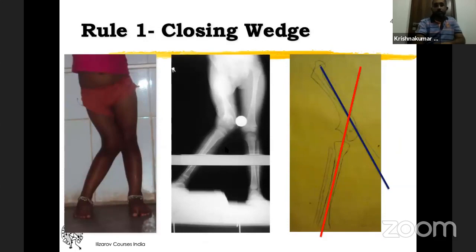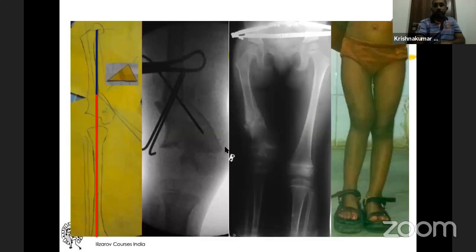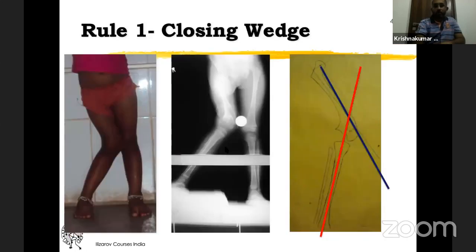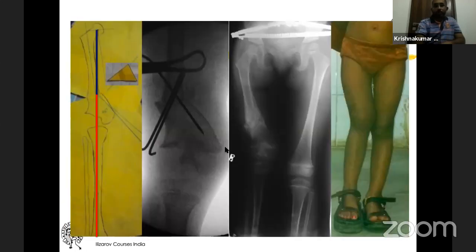That's a rule 1 closing wedge osteotomy, where you have a proximal axis and a distal axis. It's a small child, so I prefer to do a closing wedge osteotomy here. Kept the hinge at the concave border, removed a wedge of bone and corrected it and fixed with wires. It's a small child, and that's the X-ray and the clinical picture after correction.